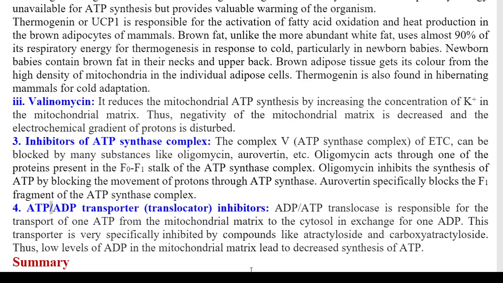4. ATP/ADP transporter, translocator, inhibitors. ATP/ADP translocase is responsible for the transport of 1 ATP from the mitochondrial matrix to the cytosol in exchange for 1 ADP. This transporter is very specifically inhibited by compounds like atractyloside and carboxyatractyloside. Thus, low levels of ADP in the mitochondrial matrix lead to decreased synthesis of ATP.